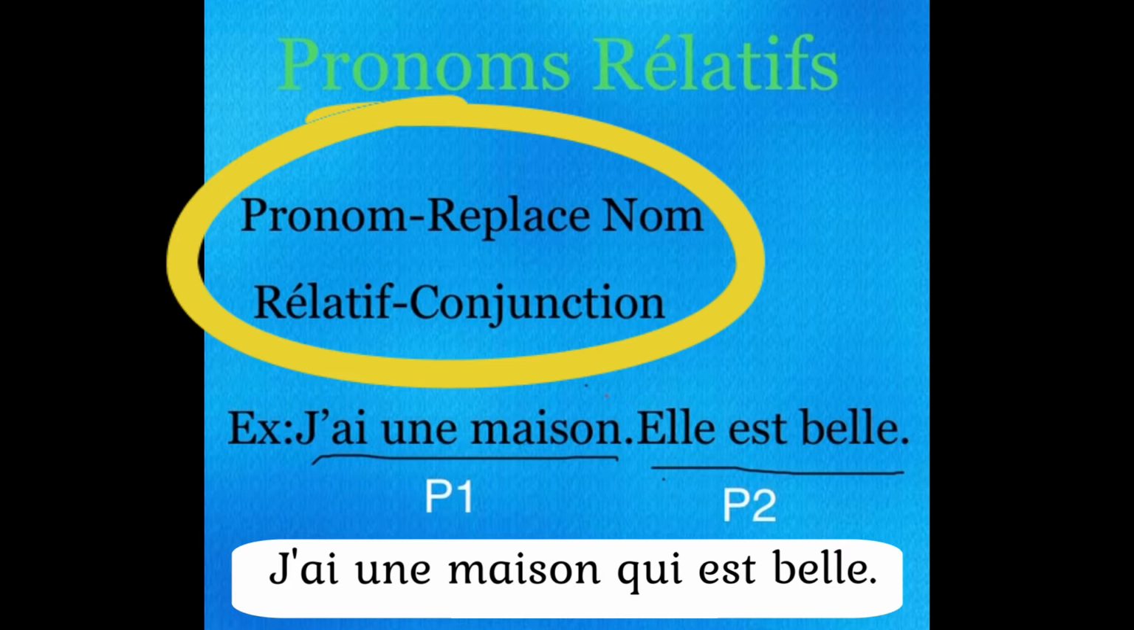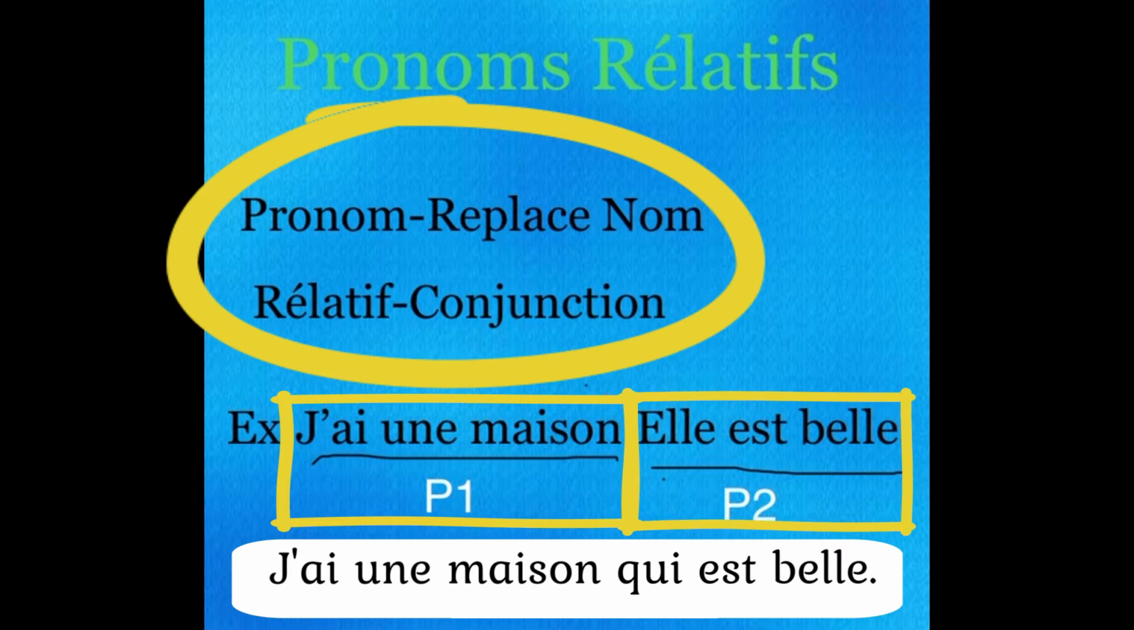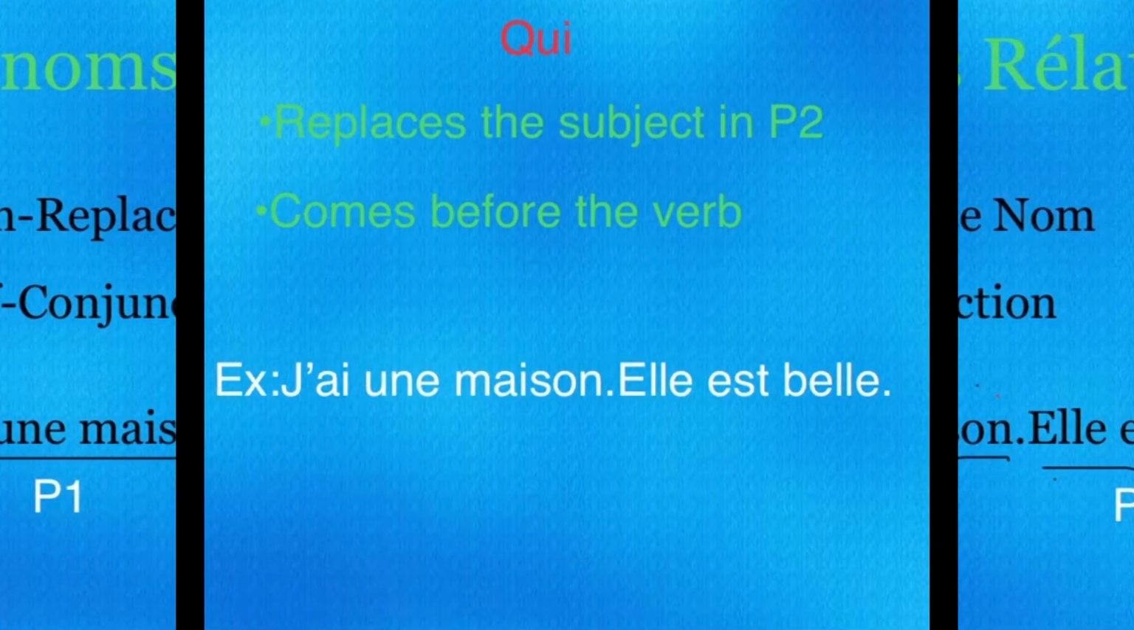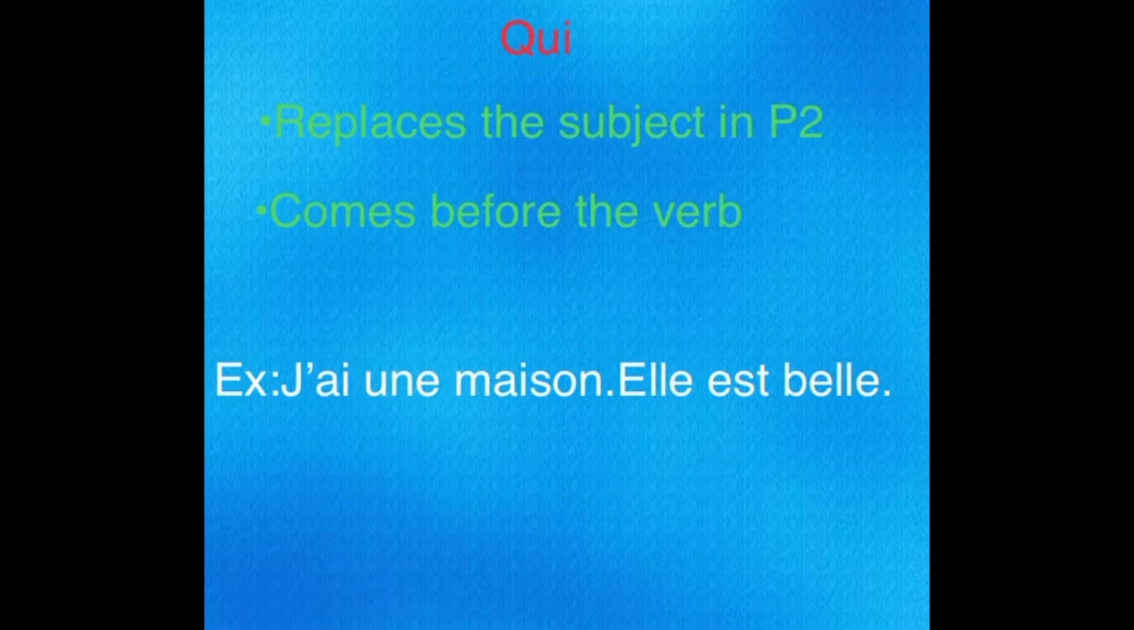Now friends, please pay attention to this. Relative pronouns are used to combine two phrases. In this example, the first phrase is the sentence "J'ai une maison" and the second phrase is the sentence "Elle est belle." So we'll be using P1 for the first phrase and P2 for the second phrase for the understanding of this concept. The first relative pronoun is qui.